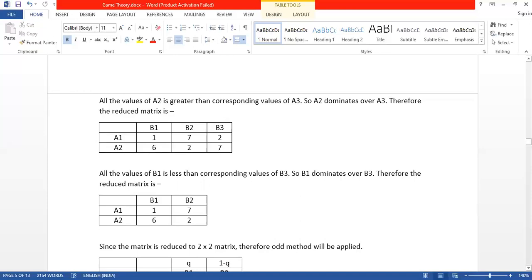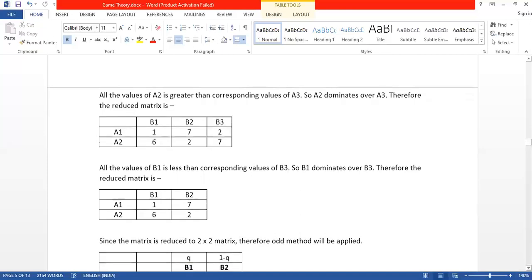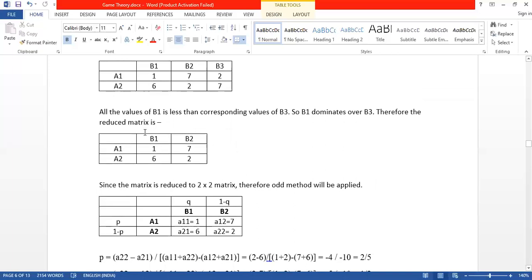Correct? Now check, you have reduced the matrix to a form where you have two strategies for B and two strategies for A, right? That means it is a 2 cross 2 matrix. Since the matrix is reduced to a 2 cross 2 matrix, further reduction is not required because we have a solving method for a 2 cross 2 matrix, that is called the oddments method. So we can solve this.